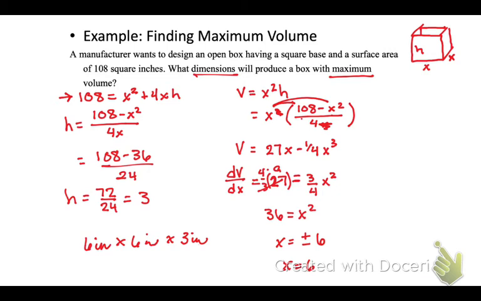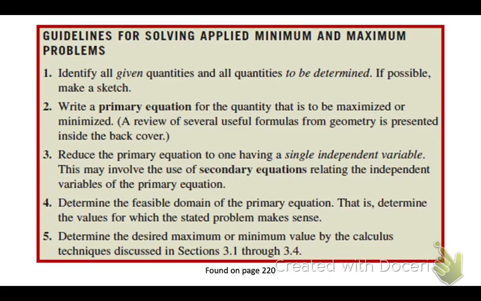So what we did, and if you want to write it down, it is on page 220. Identify all given quantities and all quantities to be determined. If possible, sketch a picture. We sketched a picture and kind of identified them, we didn't state it. Write the primary equation and the secondary equation. The primary equation is for the quantity that you're looking to maximize or minimize, and the secondary is what you're going to use to substitute in.